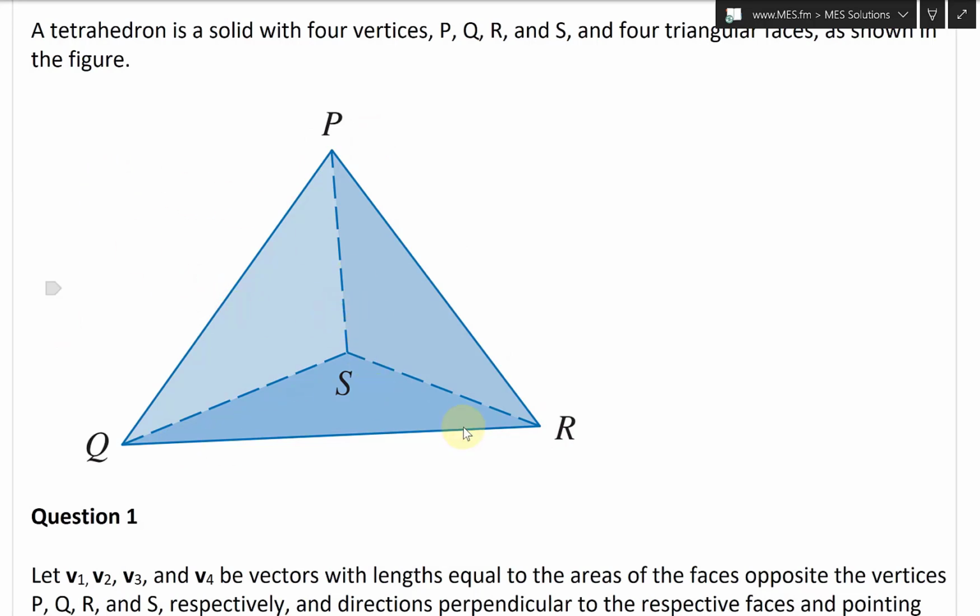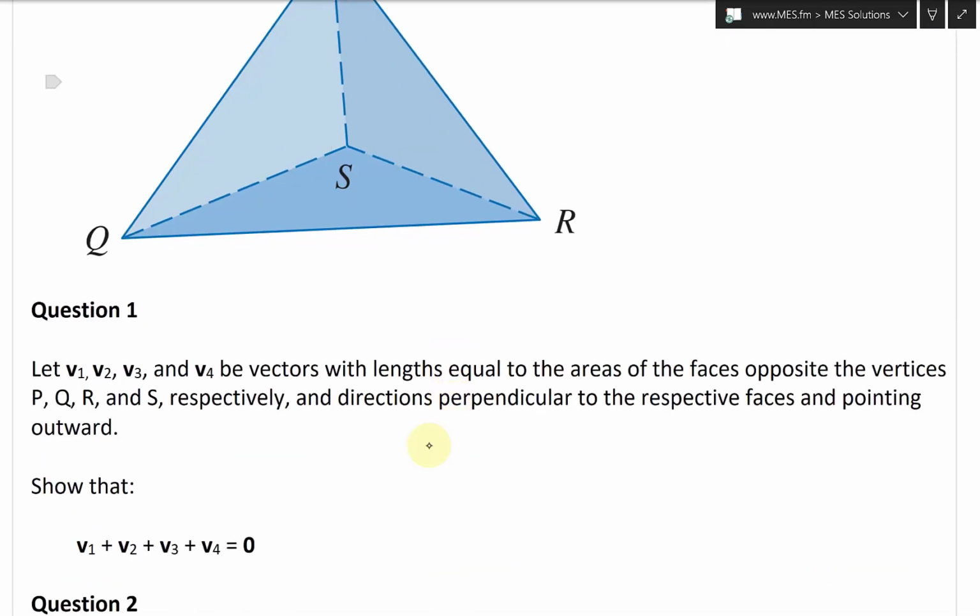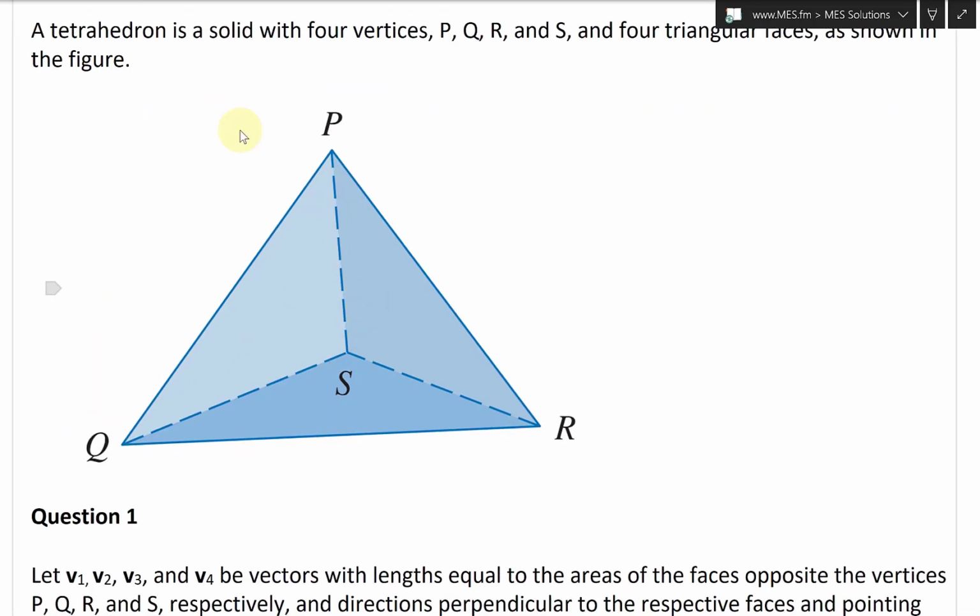Throughout this video, I'm going to be dealing with a rectangular, or just perpendicular, setup. Here at this center point S, all the angles are right angles. I'll be dealing with that. But basically, a tetrahedron is just a triangular pyramid.